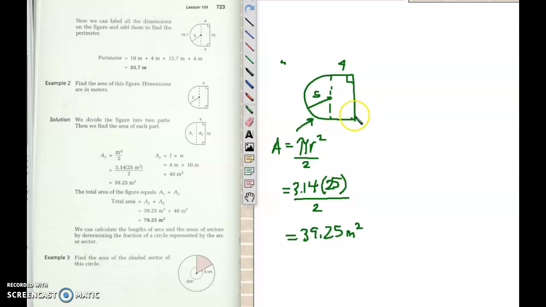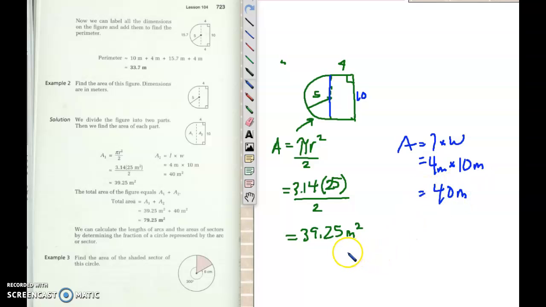We still need to find the area of this rectangle. We know that the diameter of this circle is going to be twice the radius, which is 10. So to find the area of a rectangle, we're going to say area is equal to length times width. My length is going to be 4 meters. My width is going to be 10 meters. And we get a product of 40 meters squared.